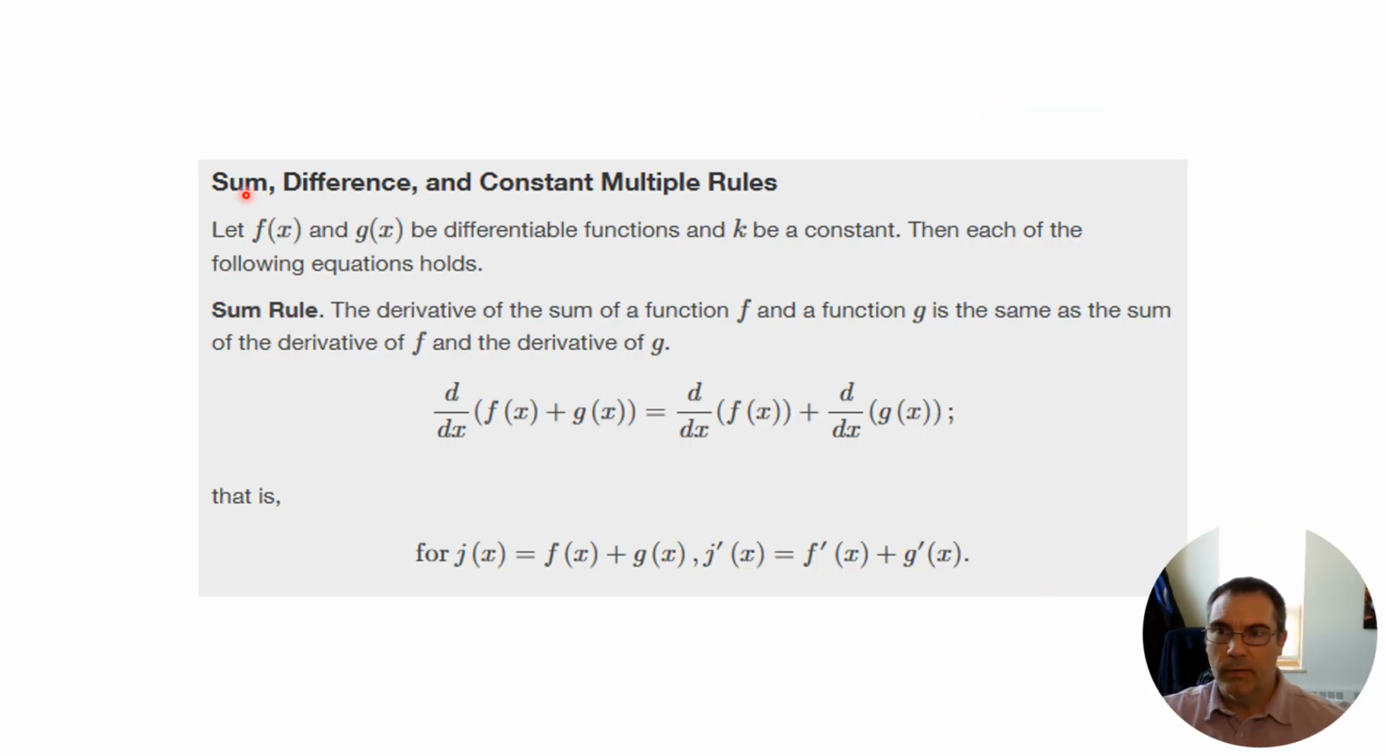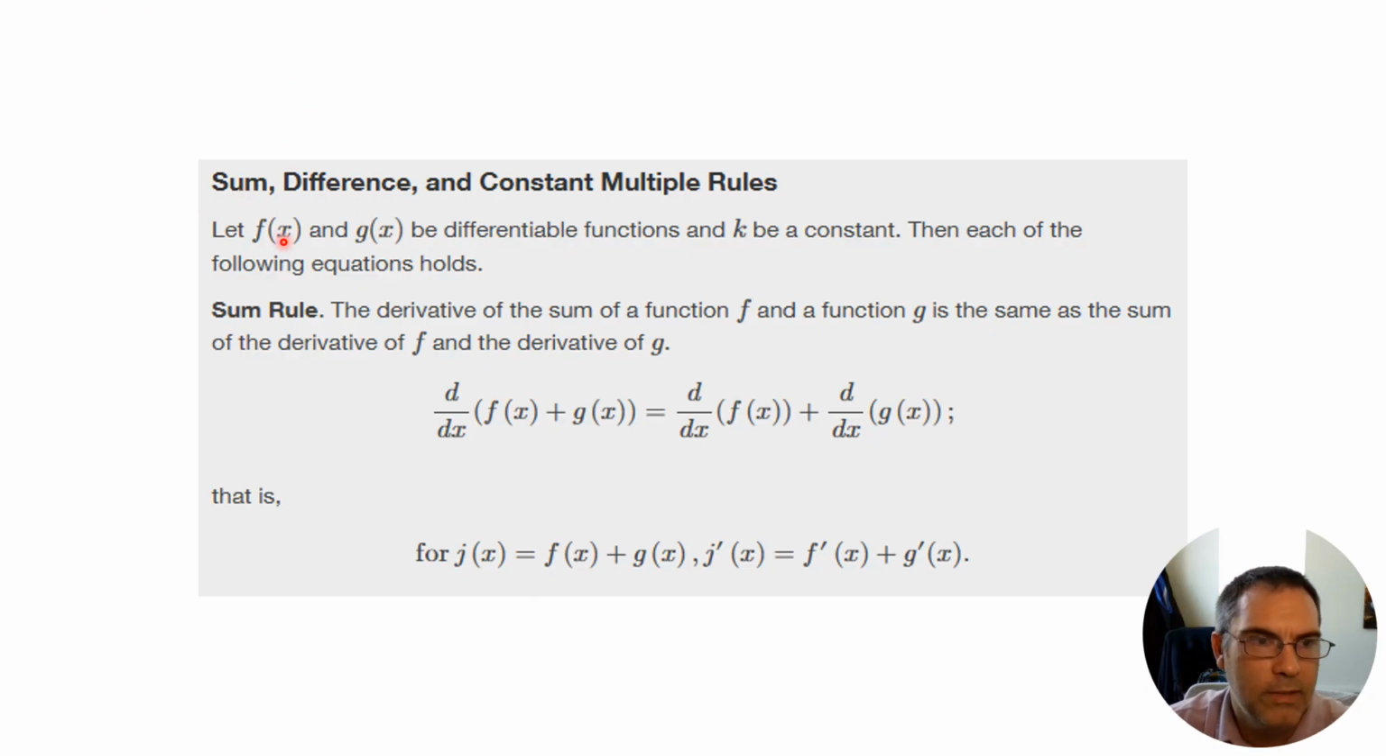All right. Many of the functions that we look at are combinations of things. Combinations meaning sums or differences or multiplications. Now, if you multiply two functions together, you have the product of two functions. We'll talk about that next time. But if you have a constant multiple, we'll talk about that here.